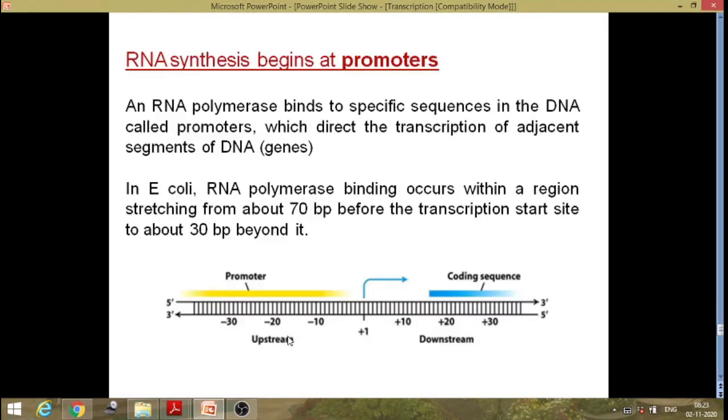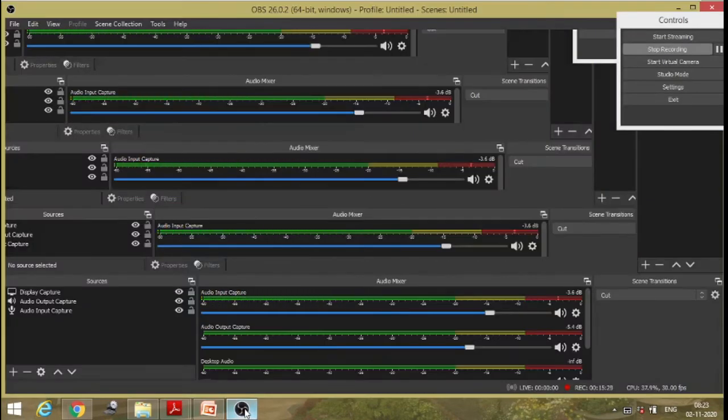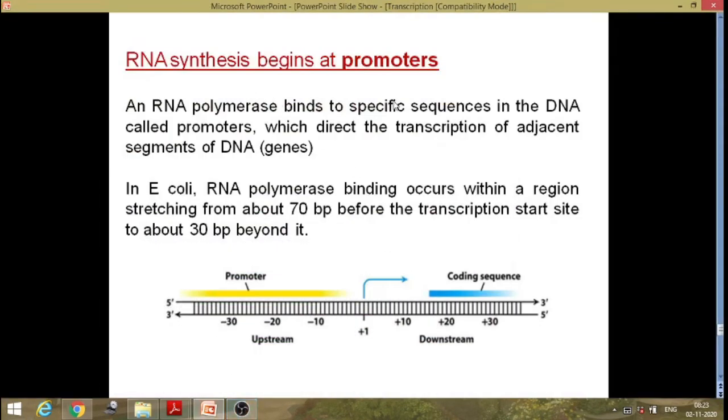So RNA synthesis begins at promoters. The RNA polymerase binds to specific sequences in the DNA called promoters, which direct the transcription of an adjacent segment of DNA, that is a gene. So binding of RNA polymerase to the promoter region of the gene is crucial and critical.